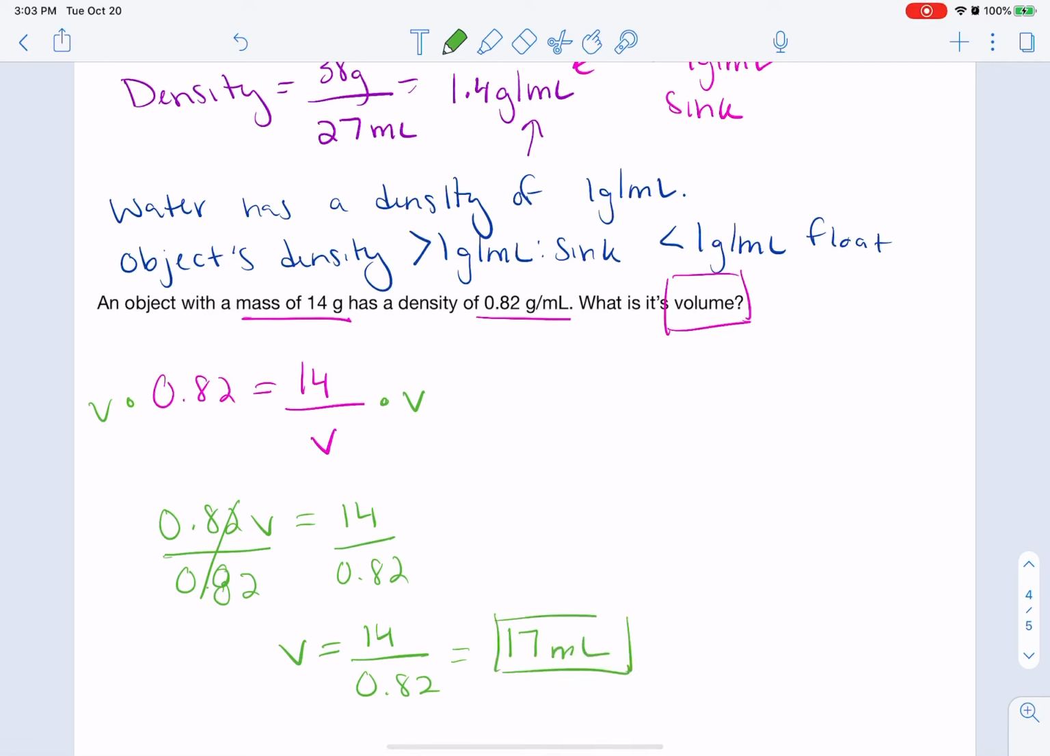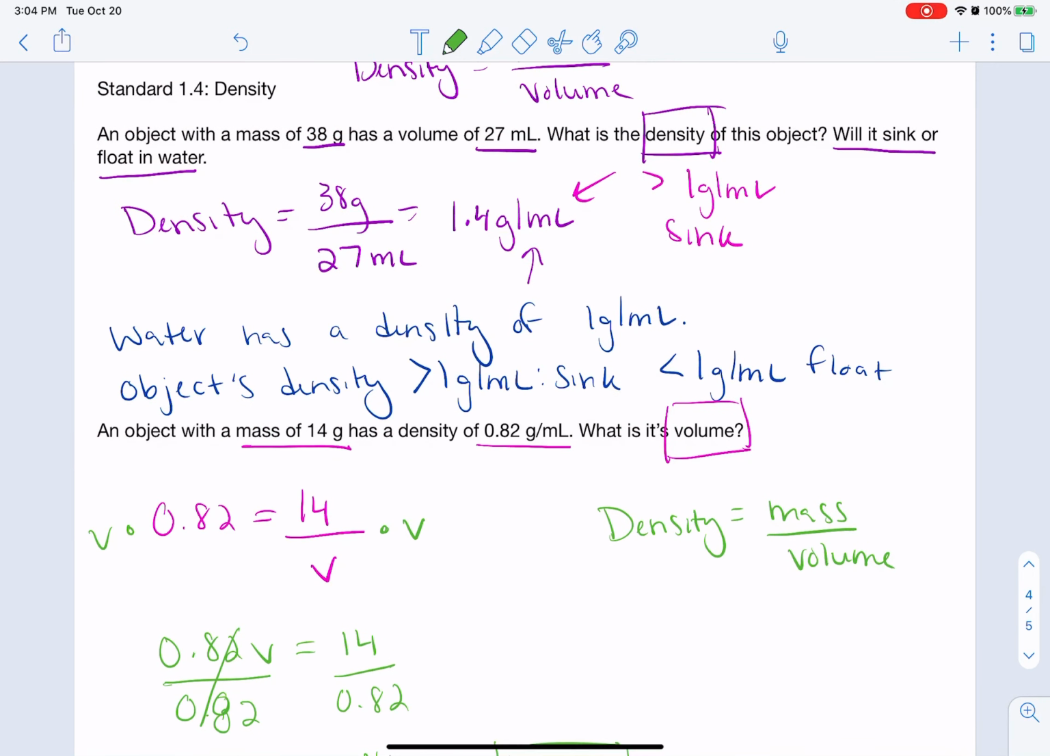And that's my answer. We can see that our equation is density equals mass over volume. So while in the first one, we were given the mass and the volume, and we had to find the density, in this case, we were given the density and the mass, and we needed to find the volume. So you can have problems of all types, and you're just going to plug in the numbers into this equation and then use your algebra skills to get it by itself.